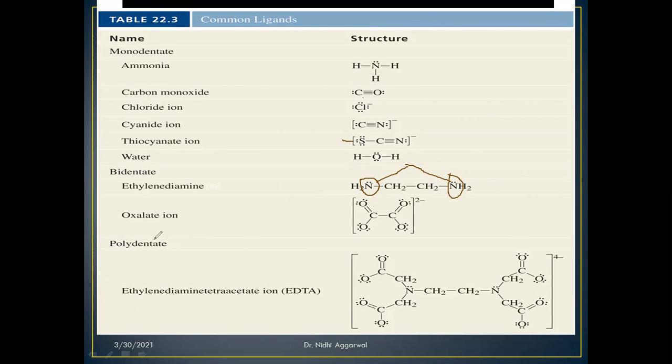Then the next example is of polydentate ligands, meaning they have more than two donor atoms. For example, EDTA, that is ethylenediaminetetraacetate ion. Here you can see the first donor atom, second, the third one, fourth, then the fifth one, and this is the sixth one. So it falls in the category of hexadentate ligands, but in general terms we call them polydentate ligands.